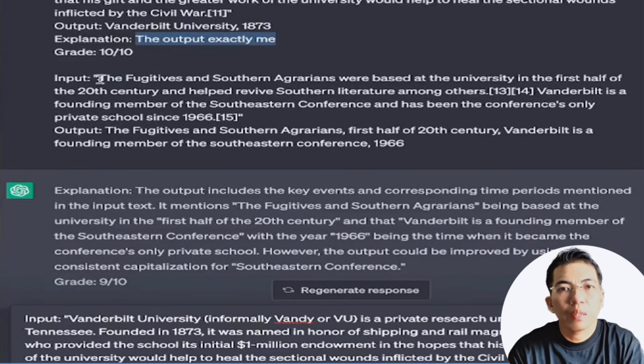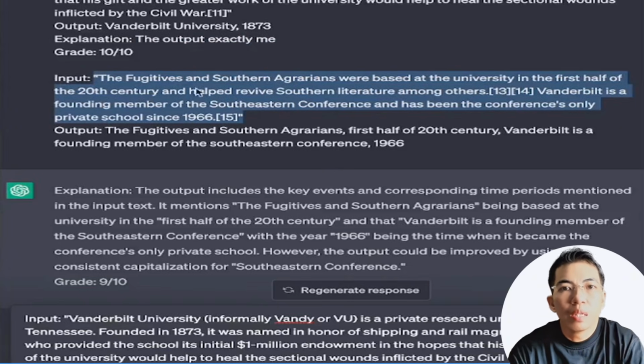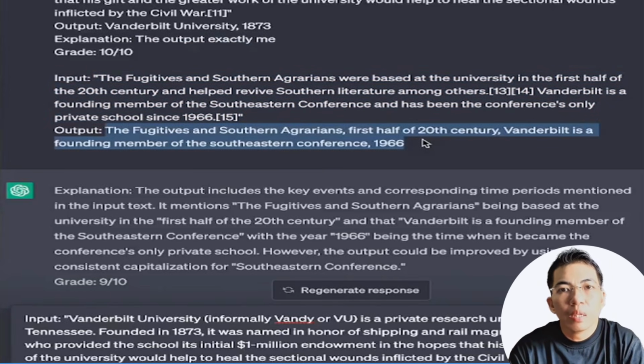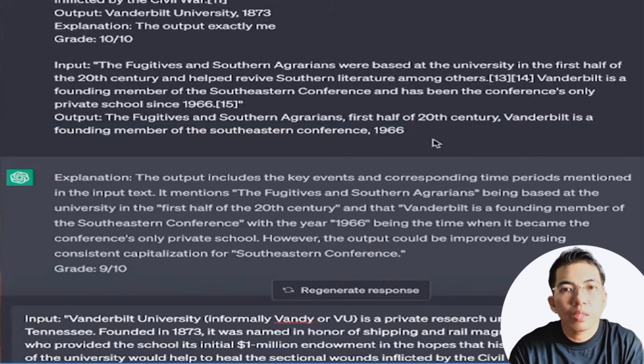And so then I give it a completely different input. I say, here's a different input. Again, it's about Vanderbilt and the history of the English program at Vanderbilt in creative writing. And so I give it as input another piece of text on that. I say the output was, and I give it what the output was: the Fugitives and Southern Agrarians, first half of the 20th century. And then Vanderbilt is a founding member of the Southeastern Conference, 1966. And that's essentially a prompt for ChatGPT to then go and grade that output.